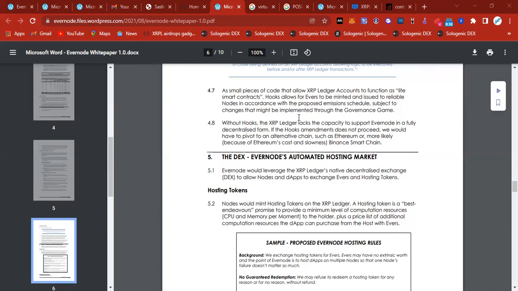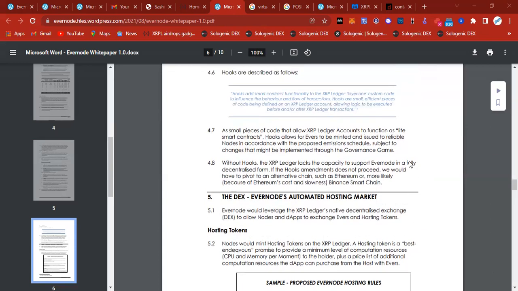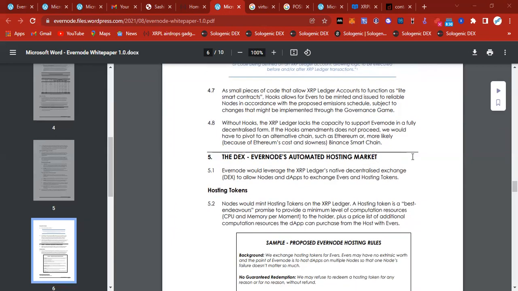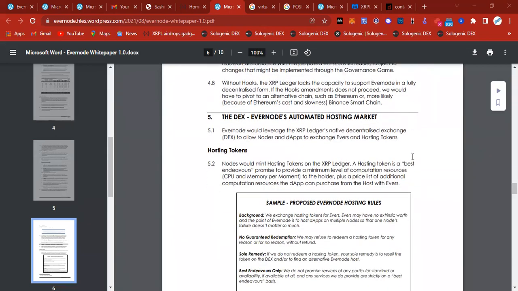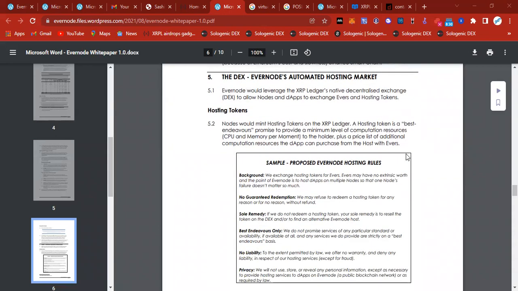This means the Evernode would not proceed, and they will have to go back to Binance or go to Binance. Who wants to go to Binance or Ethereum? Who wants to go to Ethereum? Nobody wants to do that. That's why the XRP ledger is being built so fast and rapidly. So the DEX is a big part of that.